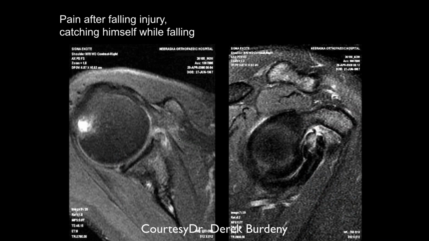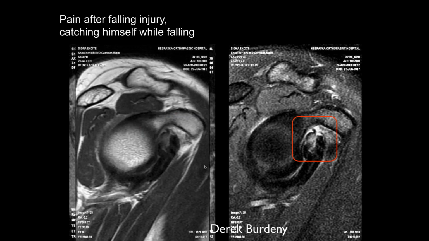This was after a fall injury, catching himself while falling. So actually, this is a bit of bone that looks broken off from the anterior glenoid. Are you talking about this? Yeah. Well, why do you say it's bone? We just have one image there. But it's happening over here. It also looks like bone to me. So let's look at some other images here.